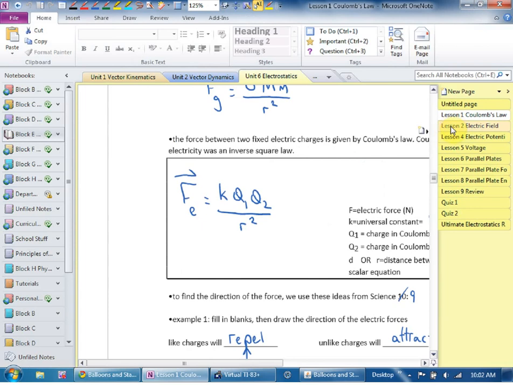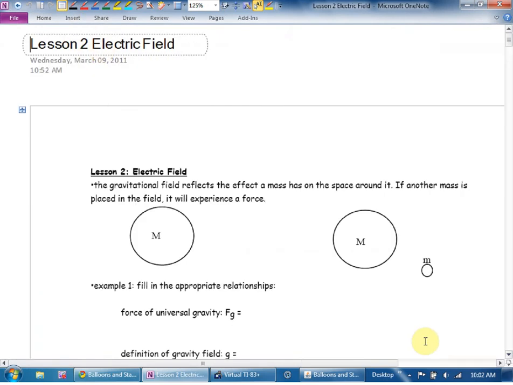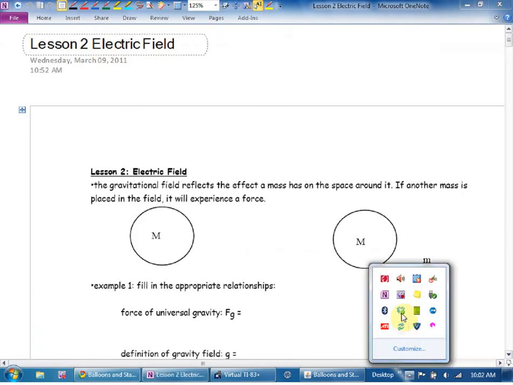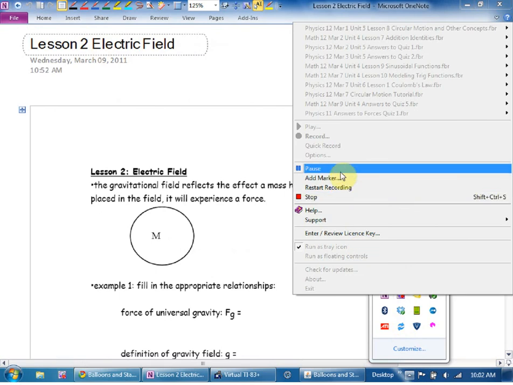And we're going to move on to lesson two, which is electric field. And I get to show you some pretty cool stuff. Maybe my best toy.